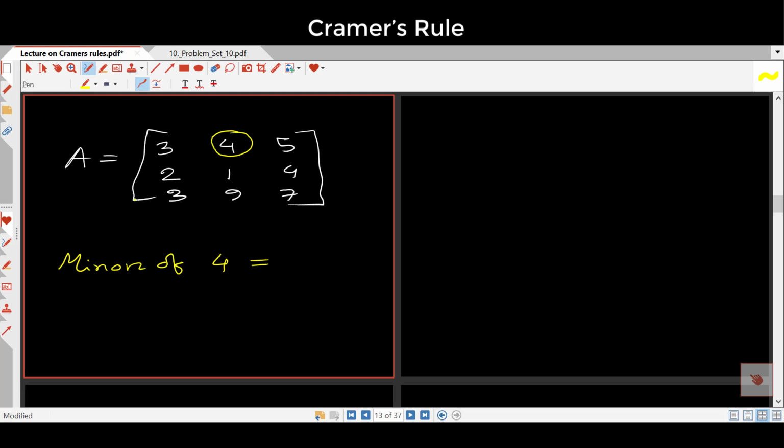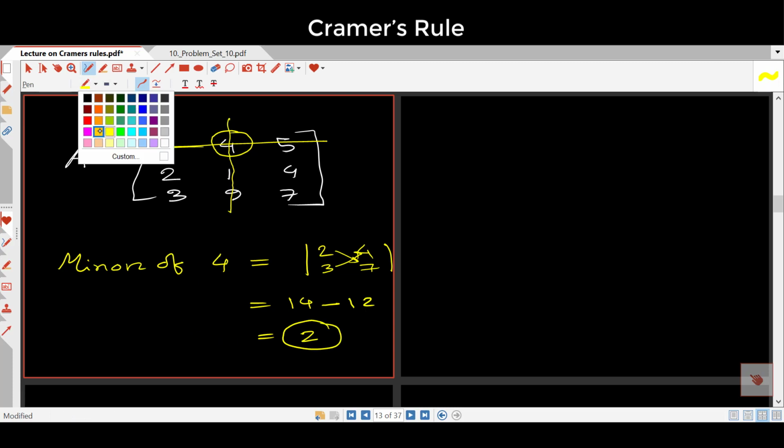So the minor of entry 4 can be found this way, by cancelling its respective column and its respective row. Whatever remains is 2, 3, 4, 7. So the minor is 2, 3, 4, 7. That means you have to find the determinant of this 2 by 2 matrix. That is cross multiplication of 2 and 7, 14, minus 3 and 4, 12. That is 2. So the minor of 4 is actually the value 2.